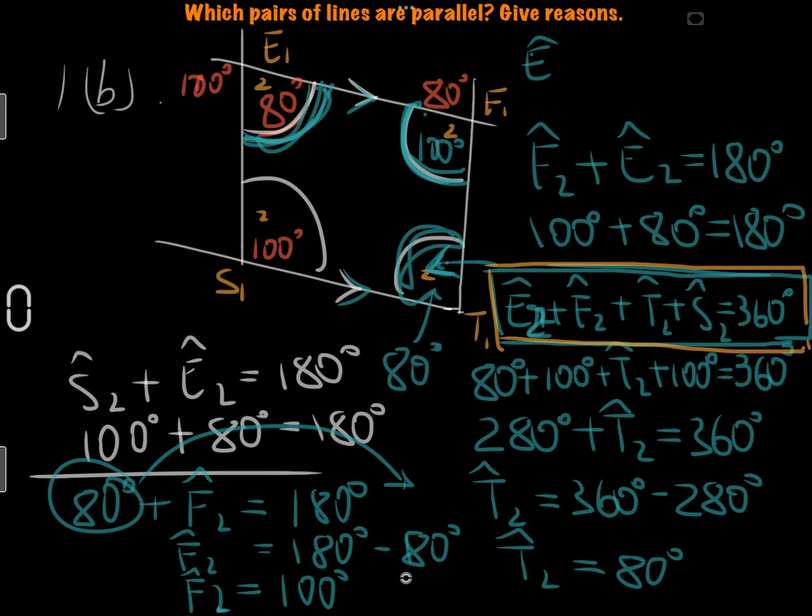Right, so we're going to go ahead and punch all of these values in the calculator. So we have 80 plus 100 plus 100 plus 80, and that indeed gives us 360. Which means that angle E2 plus angle F2 plus angle T2 and angle S2, the sum of all of those angles sum up to 360 degrees.